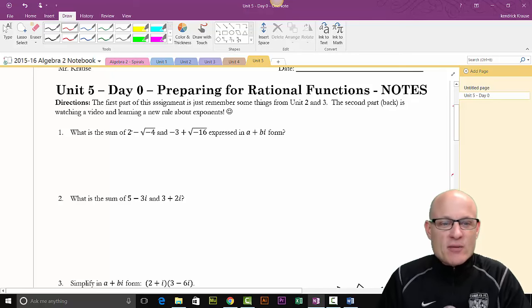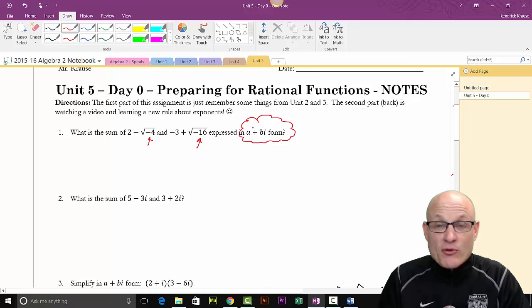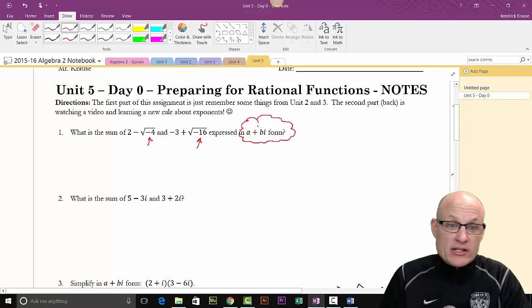All right, kids, so let's talk about this. We know what this is. Whenever you see this, it means you're going to have some kind of i in your problem. I think you better get a handle on that.